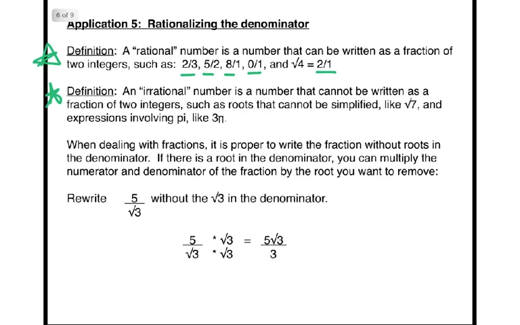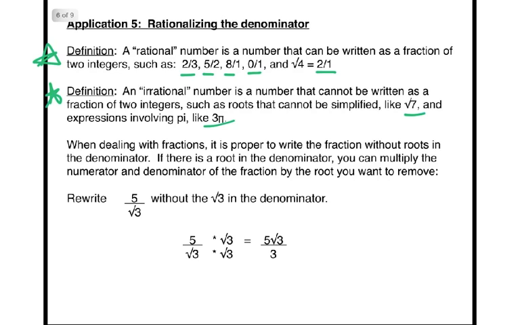Another definition. An irrational number is a number that cannot be written as a fraction of two integers, such as roots that cannot be simplified, like root 7, and expressions involving pi, like 3pi. When dealing with fractions, it is proper to write the fraction without roots in the denominator. If there is a root in the denominator, you can multiply the numerator and denominator of that fraction by the root you want to remove.